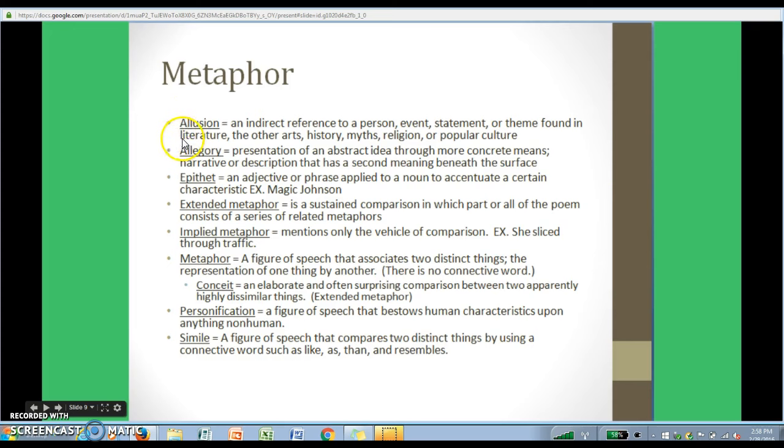These include allusions, allegories, epithets, extended metaphor, implied metaphor, good old-fashioned metaphor, conceit, personification, and simile. All of these are metaphorical in nature because they are comparative in nature. Therefore, every simile is metaphorical, but not every metaphor is a simile. Now, let's focus on conceit, because that's the one we are interested in for Hamlet and our sonnets.